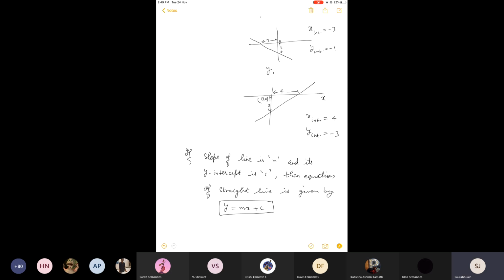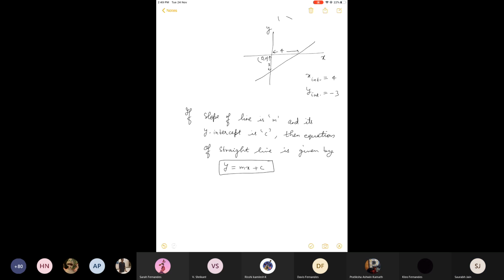What is c here? C is the y-intercept. I should not say length of the y-intercept; I should say y-intercept, because it is distance plus sign. So you will see according to the question whether you have to use a positive value or a negative value. And what is m? M is the slope of the line. Overall, it is called slope intercept form.